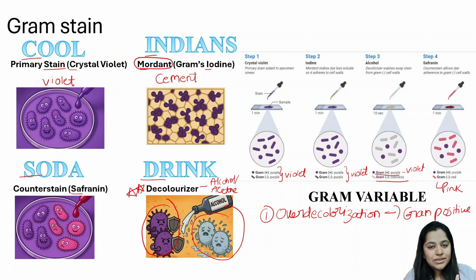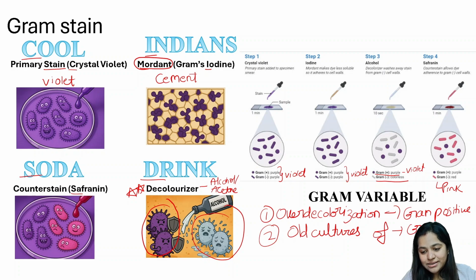Okay. First is this point. Second, gram variable are old cultures, your old bacterial cultures of, again, gram positive organisms can also appear gram variable. Why? See, old cultures have weakened peptidoglycan, so they will be affected by the decolorizer and they might lose their primary stain. So they will appear gram variable. Understood? Clear? Let's move ahead.